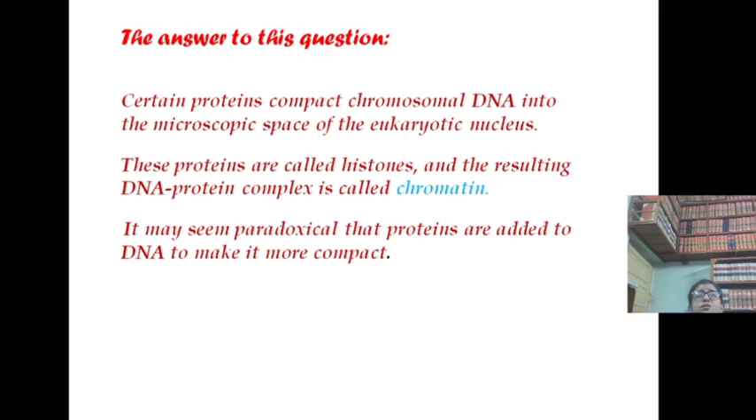So the first and foremost criterion of those proteins which will be coming to bind this DNA for compaction is that they should be positively charged. These proteins are called histones, and the resulting DNA protein complex is called chromatin. Okay, and it may seem paradoxical that proteins are added to DNA to make it more compact. DNA itself can form a double helical structure, and you need proteins, which are large molecules, for compaction of the DNA.